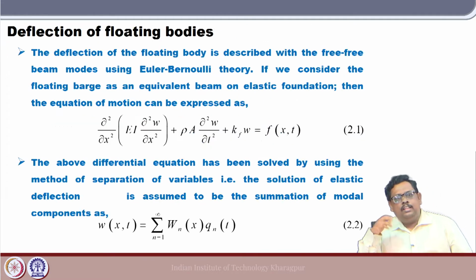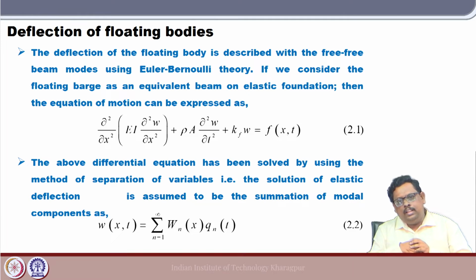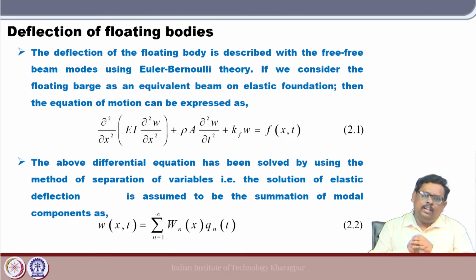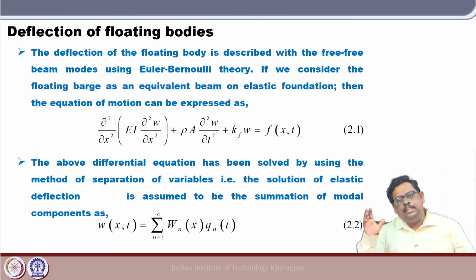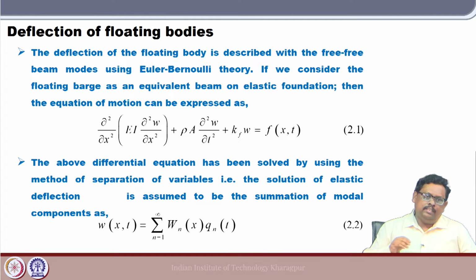Okay, let us start. This is how we are going to discretize the barge. We are assuming again an Euler beam and this is the governing differential equation. To solve this we use the deflection, w(x,t). We split it into two parts. One part is time dependent, which is q_n(t), and the second part is space dependent, which is W_n(x), and we call them the mode shapes. Popularly it is known as mode shape.